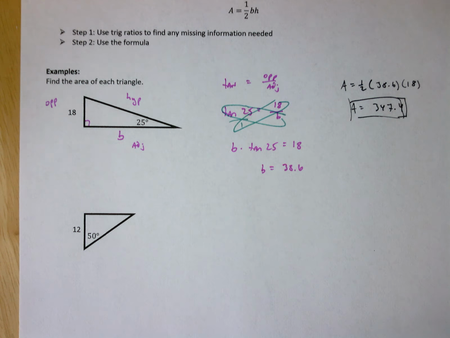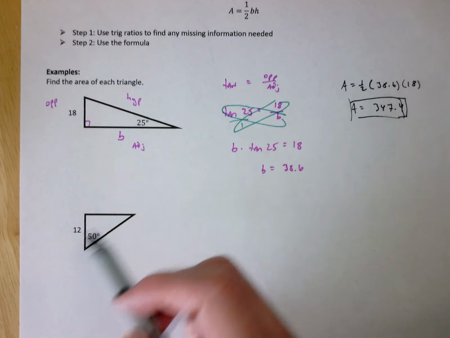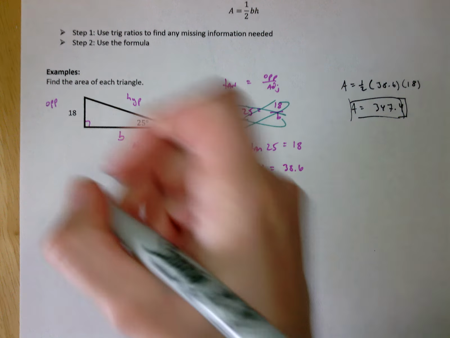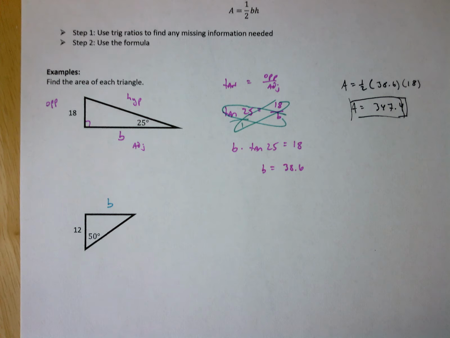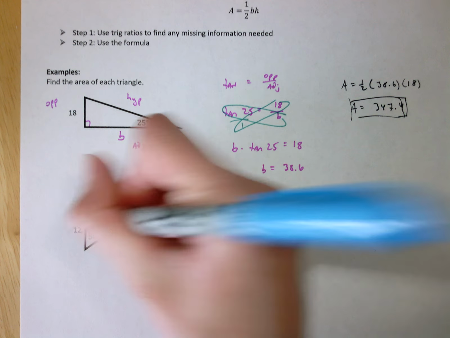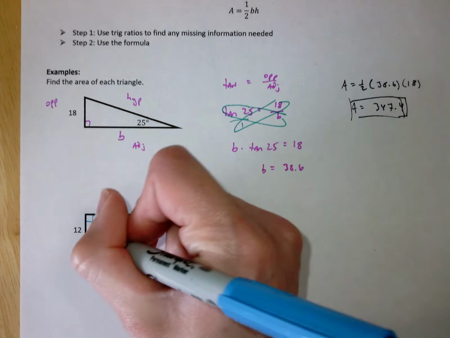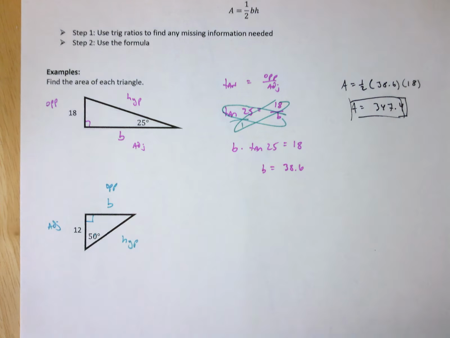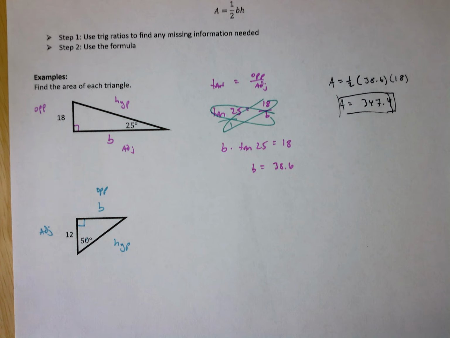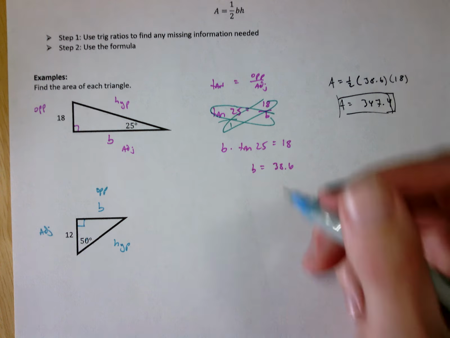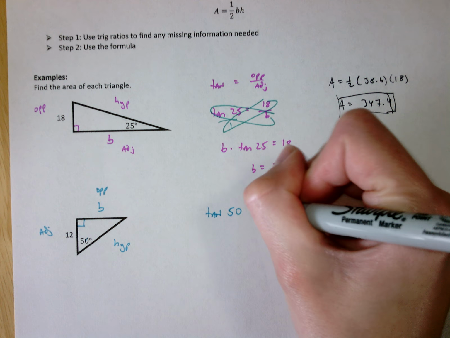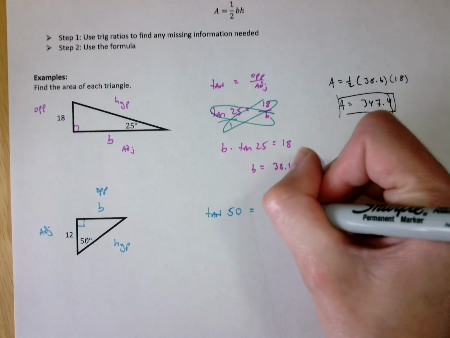Now let's look at this guy over here. Again, I need a base and a height to find an area. I have the height, I don't have the base. So the first thing that I'm going to do is set this up to figure out this guy right here. This is my right angle. So here's my hypotenuse. From this angle, this side is opposite. This side's adjacent. Which trig ratio involves opposite and adjacent? Still tangent. So then I know that the tangent of my 50-degree angle has to equal b over 12.